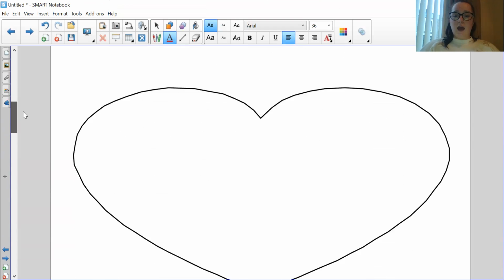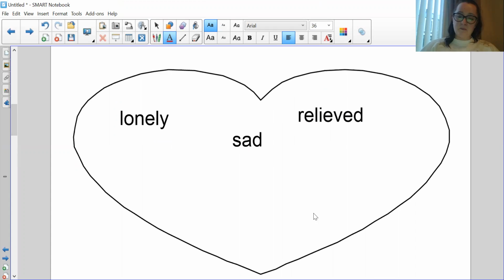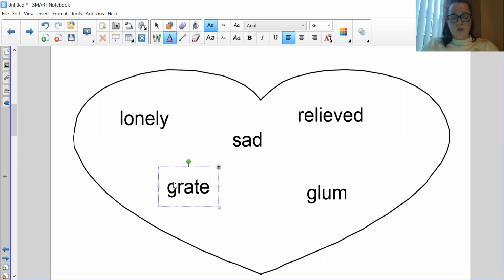Now we're going to have a look at the second section and how he might be feeling, okay? So first of all, I think he might be feeling a little bit lonely. So I'm going to write lonely in there. He could be feeling sad. He could be quite relieved to be away from home for a little bit of a holiday, a bit of a break. He might be feeling a little bit glum, a little bit down in the dumps. He also might be really thinking about the situation and realising how thoughtful and grateful he is for having the opportunity to do this. So, grateful.